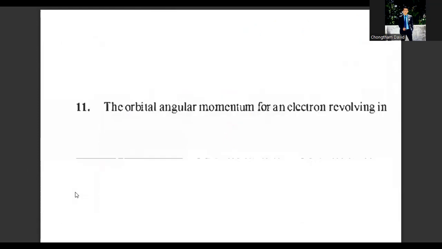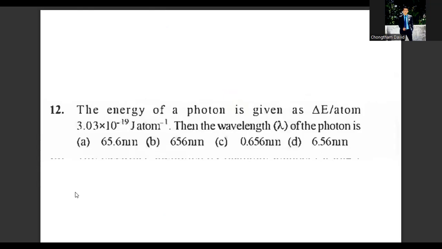Clear. Let us read question number 11. The orbital angular momentum for an electron revolving in, this is incomplete. Let us read question number 12. The energy of a photon is given as delta E by atom, that is 3.03 into 10 to the power minus 19 joule per atom. What is the wavelength of the photon that is given in the options? You can calculate this by using the relationship delta E equals h nu, so hc by lambda. Now we have lambda equals hc by delta E.